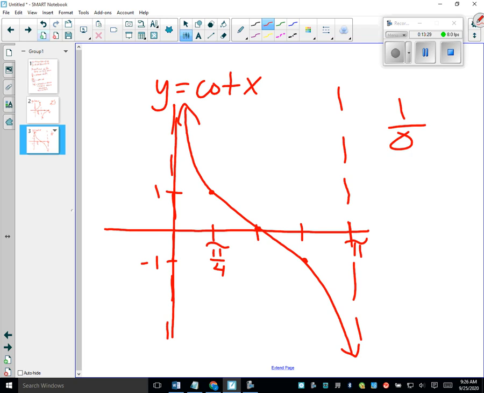So, are we ready to do a hard one? I would like to do a hard tangent, and then we will do a hard cotangent. All right? Is that all right? All right.